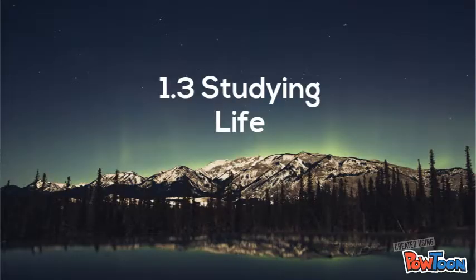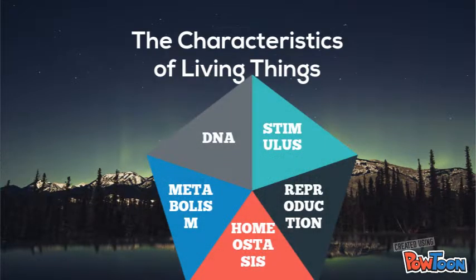Chapter 1.3: Studying Life. Biology is the study of life, that's all. Characteristics of living things. First, living things are based on a universal genetic code, DNA. DNA is the complex information that they need to live, grow, and reproduce, in a genetic code. Living things grow and develop. They respond to stimuli. A stimulus is a signal to which an organism responds.